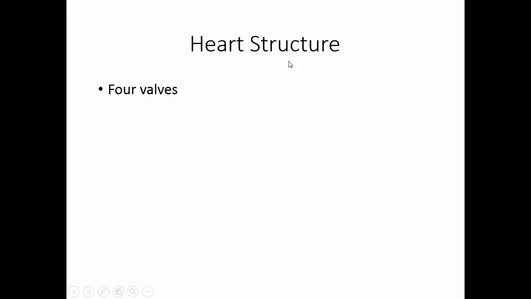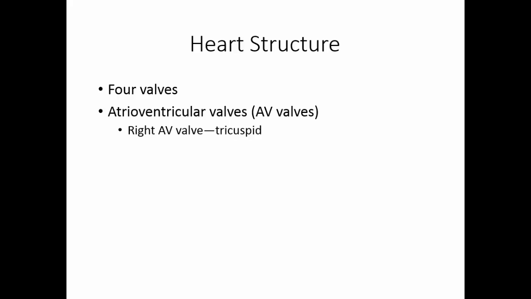Additionally, there are 4 valves associated with the heart. There are 2 atrioventricular, or AV valves. On the right side, the AV valve is called the tricuspid valve. On the left side, the AV valve is known as the bicuspid valve. This has to do with the number of flaps that are associated with the valve. There are 3 flaps on the tricuspid valve, but only 2 on the bicuspid valve. The bicuspid valve is also sometimes called the mitral valve.